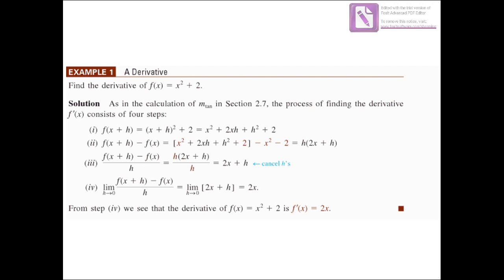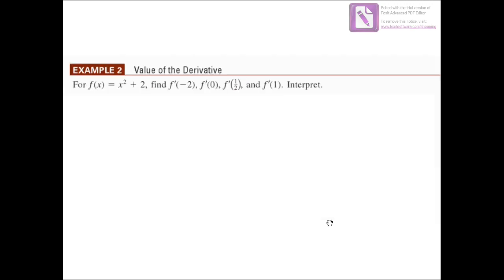Using the definition of the derivative, we have seen that the derivative of the function f of x is equal to x squared plus 2 is given by 2x, and we write it here f prime x is equal to 2x. So example 2, for f of x is equal to x squared plus 2, find f prime of minus 2, f prime of 0, f prime of half, and f prime of 1, then interpolate.